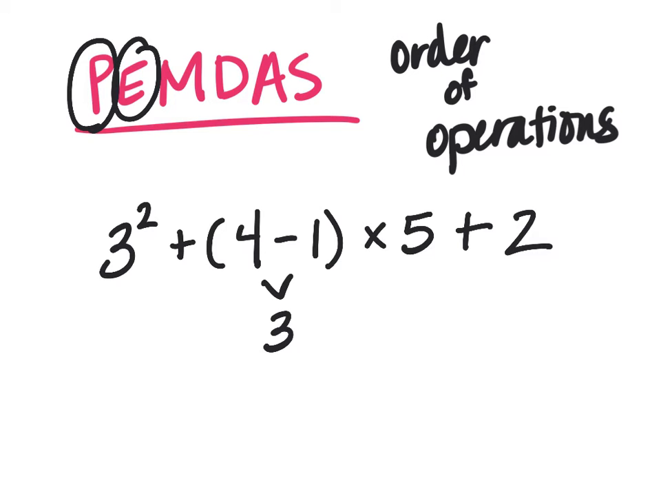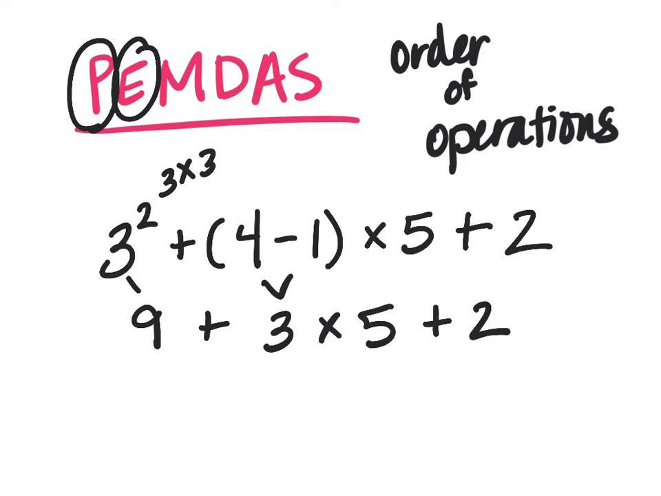The next thing we need to do is any exponents. You need to know that 3 squared means the same as 3 times 3, and we know 3 times 3 is 9. All right, so we've got our 9, we've got our 3. I'm going to rewrite the problem. So here's what we have left.